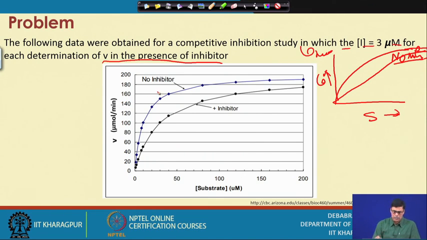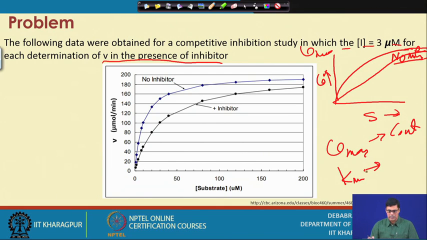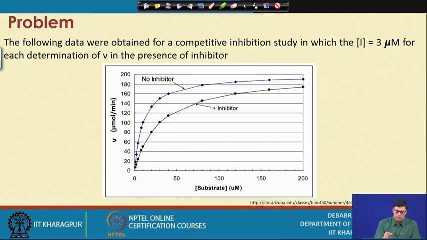So, we know in case of competitive inhibition, Vmax will remain constant, and Km will increase, and if Km increases, the velocity of reaction will decrease. So, in this problem, we have this is no inhibition and this is inhibitor. So, you can see the nature of the plot is given here. This is inhibitor and this is no inhibition that we have.